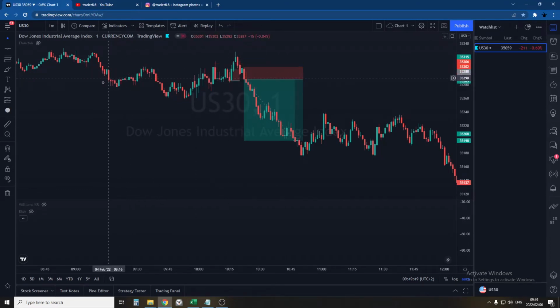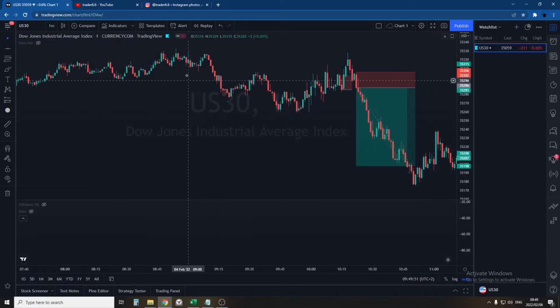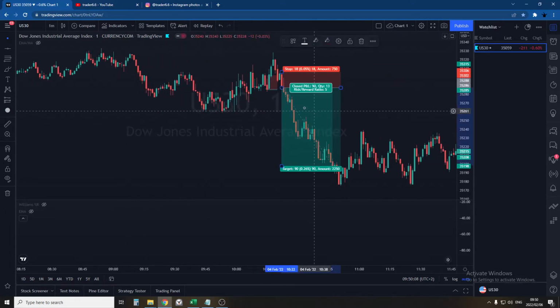So this one didn't work out, but this isn't a valid trade because this is like an extension trade, an expansion kind of thing. Basically what I'm trying to say is you don't want to be in this mess right here because price already moved a lot before this impulsive candle. So I'm just going to remove these.